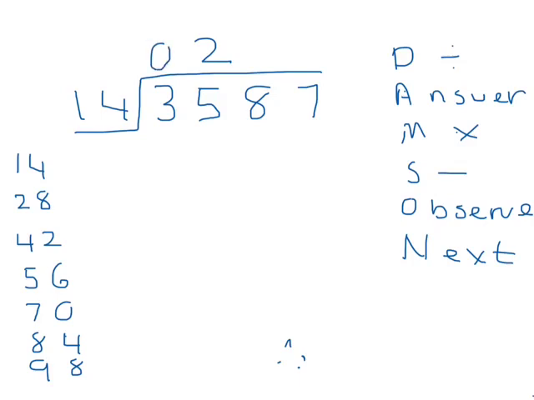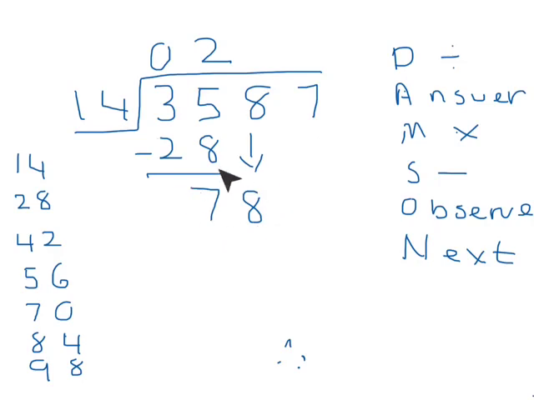Okay, now I've written my answer. I go to my multiplying. 2 times 14 is 28. I write that in. And I now subtract, because that's my next step, to find the remainder. And the remainder, you will see, is 7. Now I have to observe, 7 is less than 14, correct? So I can bring down my next number, which makes it 78. Then we start again. And we divide.